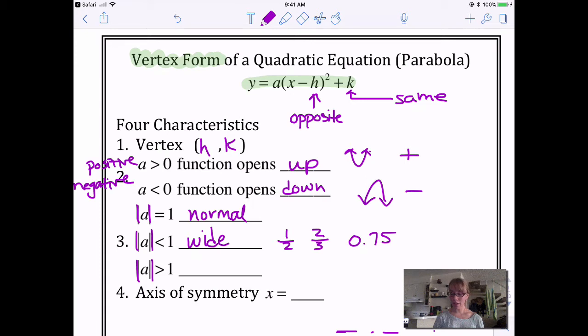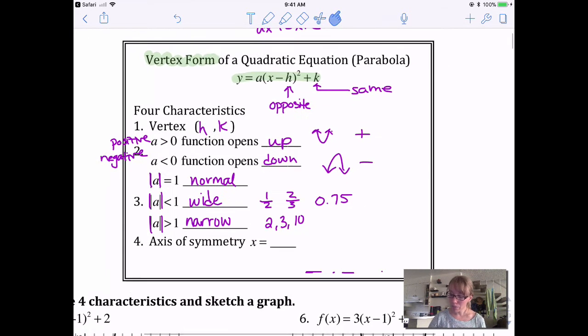And then finally, if the absolute value of a is greater than 1, those are numbers like 2, 3, 10, etc., I'm trying to make my parabola be twice as tall, or 3 times as tall, or 10 times as tall. If I stretch it to be twice as tall, it's going to get really skinny. So we're going to call this narrow.